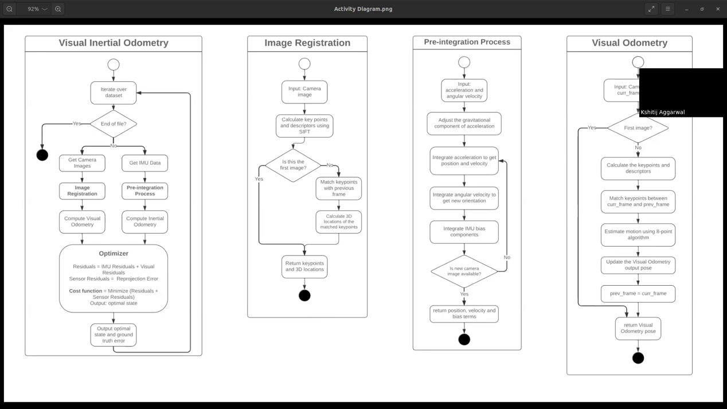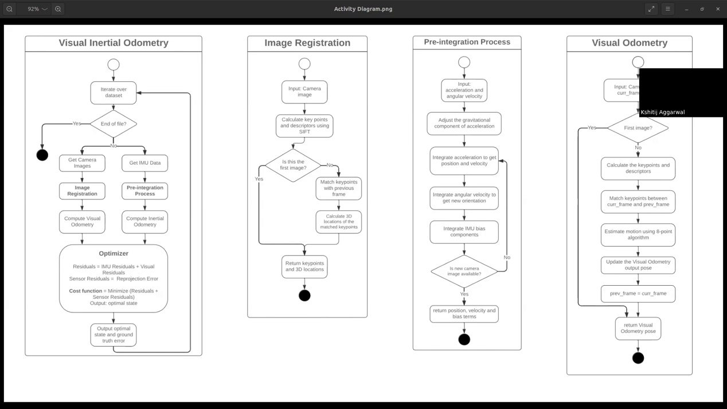Moving over to the activity diagram, as you can see, for better understanding of the pipeline. On the left, we see the overall architecture with two branches for visual and IMU odometry respectively. Now looking at the image registration process, which is on the leftmost side, we pinpoint and highlight identifiable descriptors from the input image given by the camera. These key points are then matched with the previous frames, which aids in calculating the spatial location of all those points.